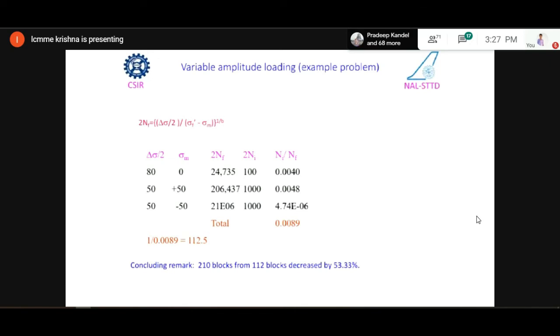So we have to consider the mean stress effect. That is important for our analysis also. So that is being demonstrated using this simplified example problem.